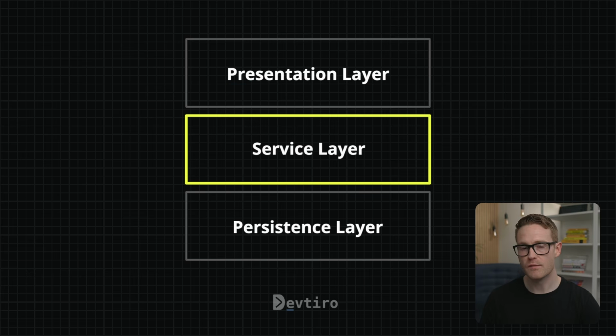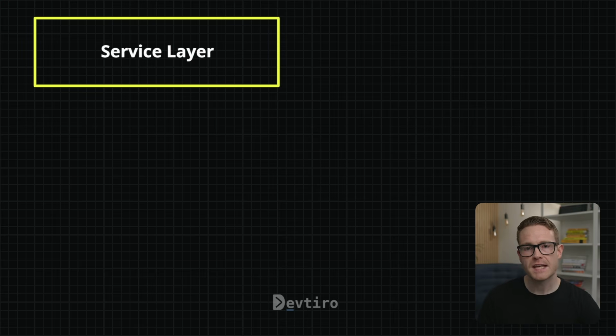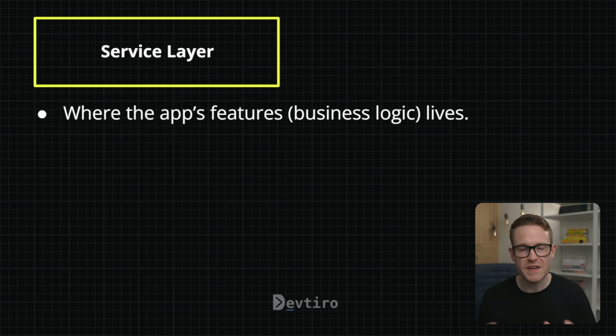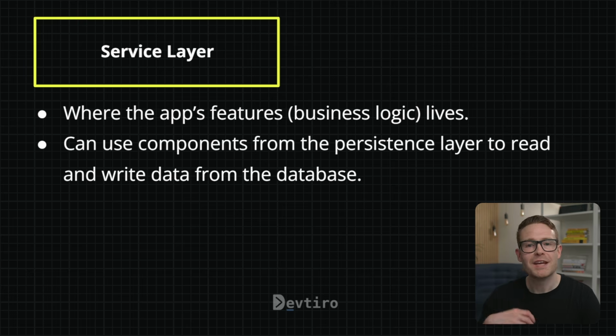So next, let's move on to the service layer. The service layer is where we code all of the application's features, the business logic. It all lives in the service layer. The service layer can use components from the persistence layer to read and write from the persistence technologies. So in our case, to read and write from the database.